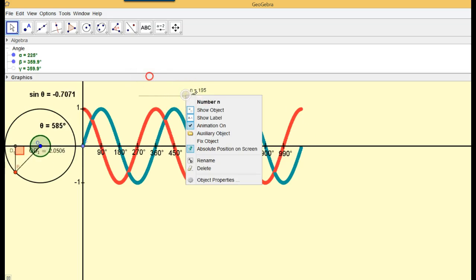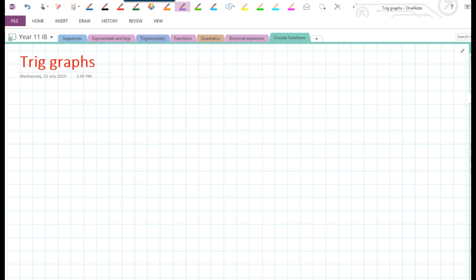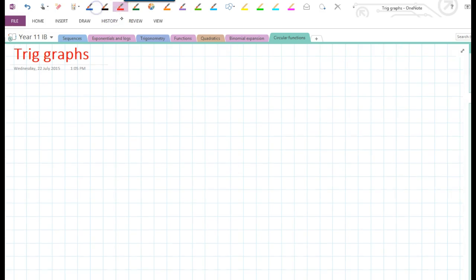Just take that animation off. So at the moment it's at 681 degrees, and you can see those. Because of the cyclic nature, it just keeps peeling over itself, and we keep resetting at 0 to 1000. So there's our curves. What we're going to do is go back and have a look now at just getting a sketch of those.